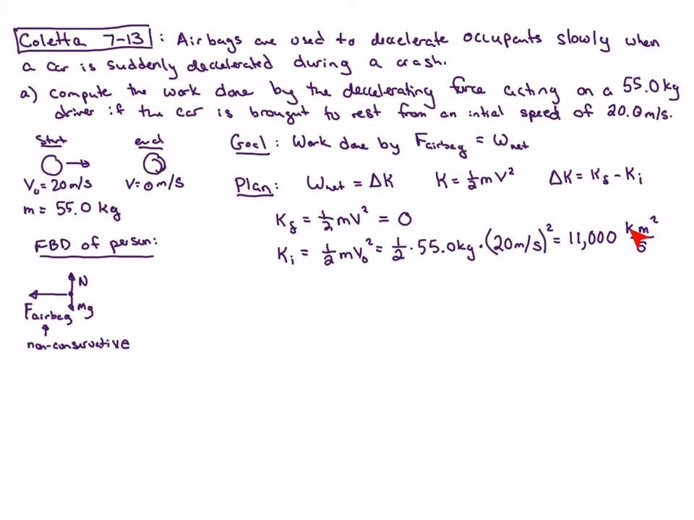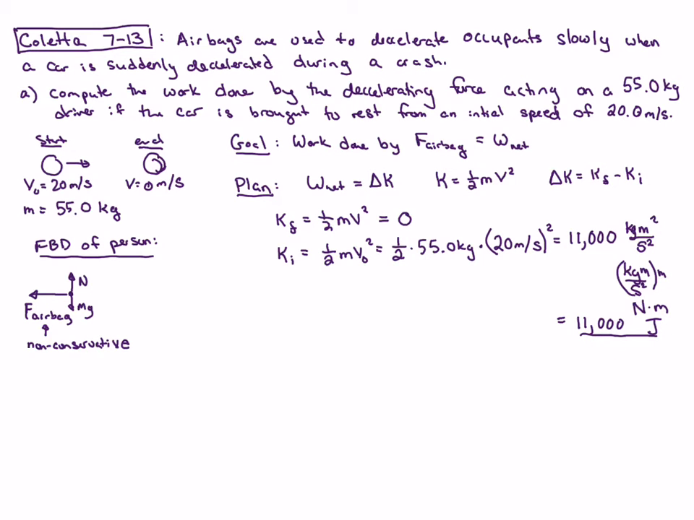They're kilograms meters squared per second squared. If I separate the meters squared into a meters times a meters, I get a kilogram meter per second squared. This here, kilogram meter per second squared, we'll recognize as a Newton, which means overall our units are newtons times meters. The Newton meter is a measure of energy. It's called the joule. All right, so far we figured out that our final kinetic energy is 0, our initial kinetic energy is 11,000 joules.